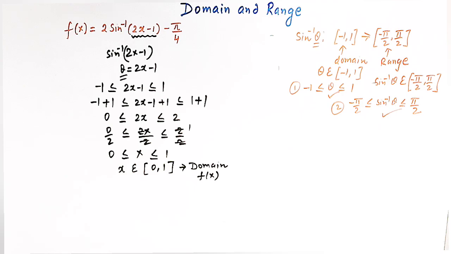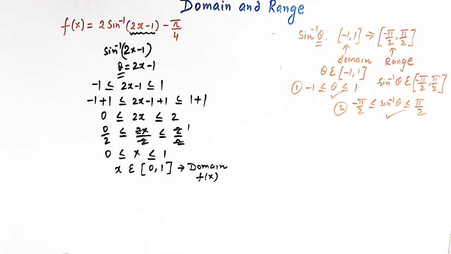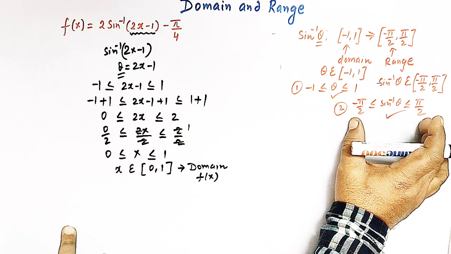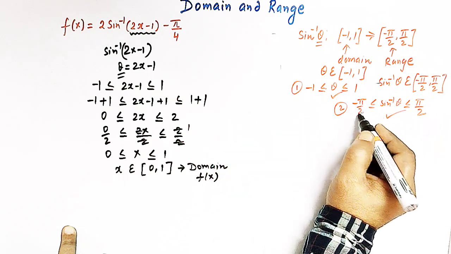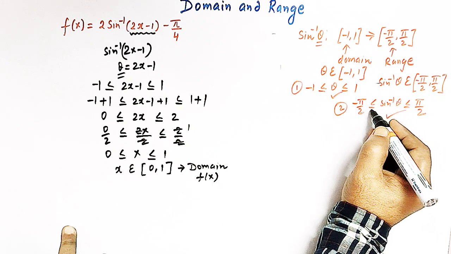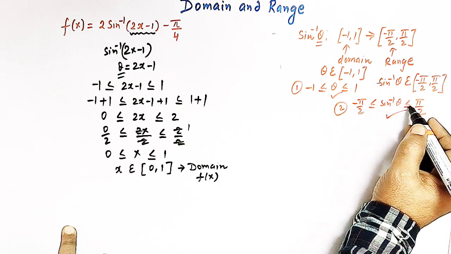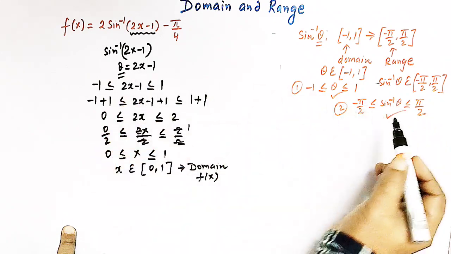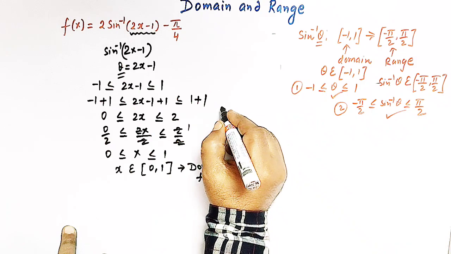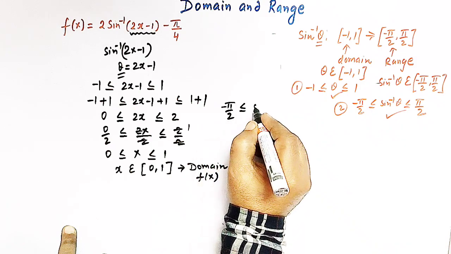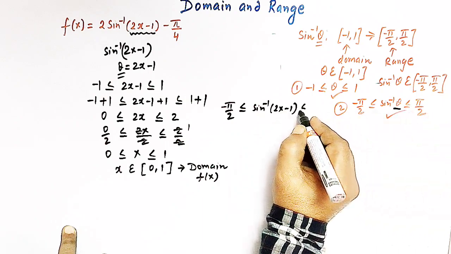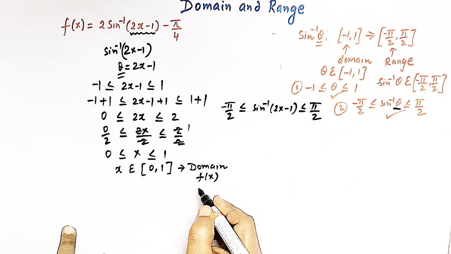So now let us find the range of the function f of x. To get the range of this function, we'll start with this inequality, right? So we have minus pi by 2 less than or equal to sine inverse theta less than or equal to pi by 2. So let us take theta equal to 2x minus 1 in this inequality. So we have minus pi by 2, then we have sine inverse of 2x minus 1 for theta, and then we have pi over 2, right?